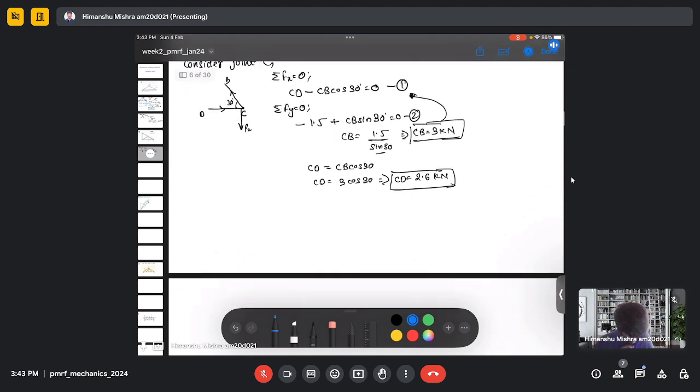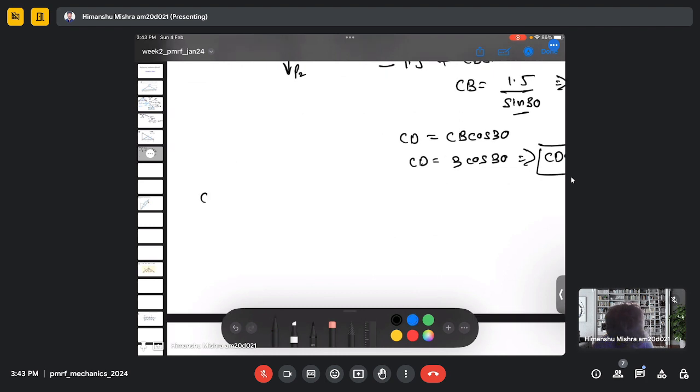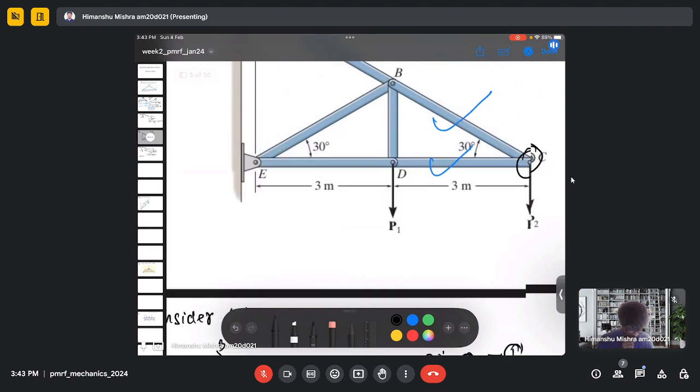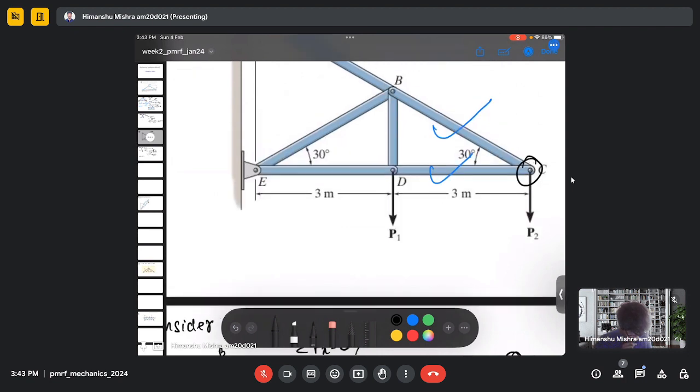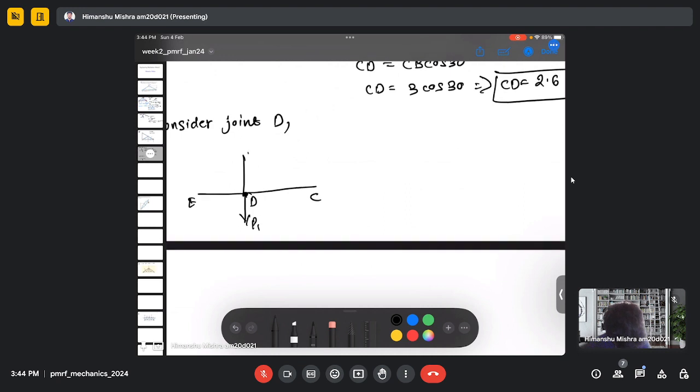Now consider joint D. So at joint D we have force P1, this is T, this is C, this is E, and this is B. And it is pretty straightforward here again.